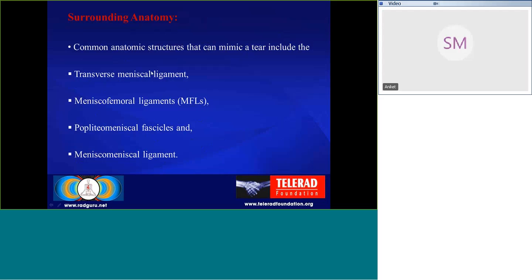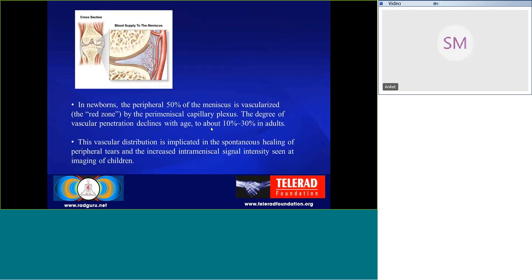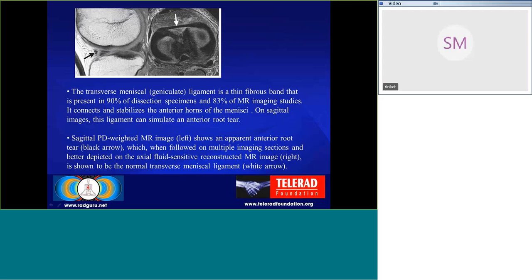The common anatomic structures that can mimic a tear include the transverse meniscal ligament, the meniscofemoral ligament, and the popliteomeniscal fascicles. The transverse meniscal ligament is a thin fibrous band that is present in almost 90% of specimens and 83% of MR imaging studies. It connects and stabilizes the anterior horns of the medial and lateral menisci. On sagittal images, this transverse ligament can simulate an anterior root tear.